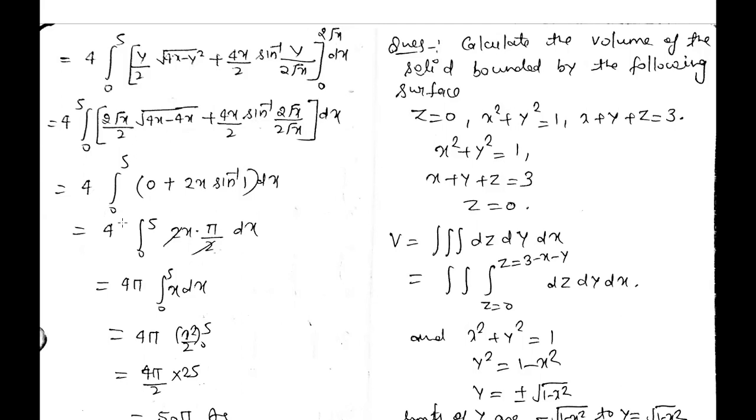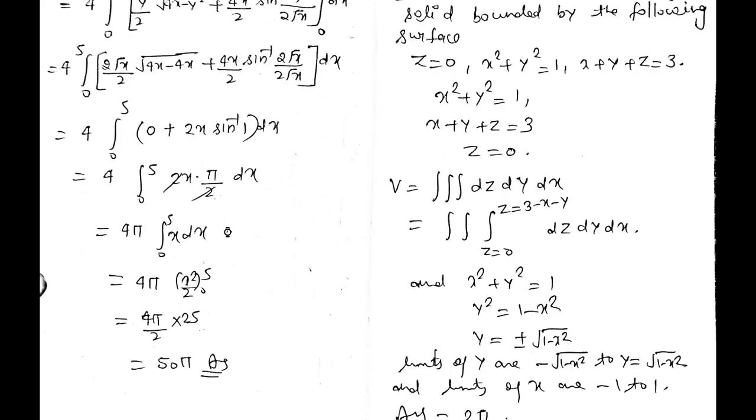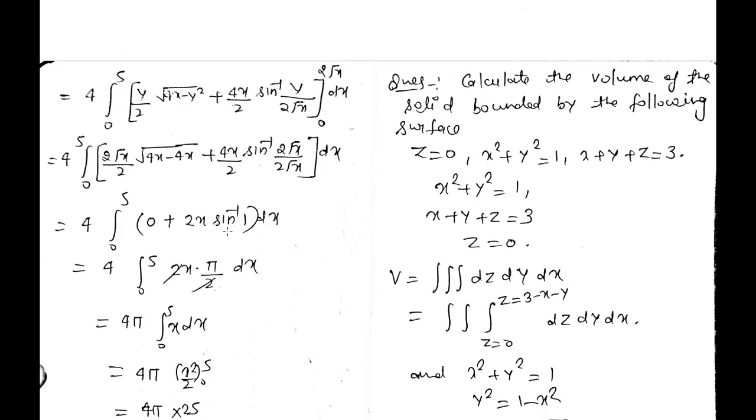So 4 times 0 to 5, this is also 0, so 0 plus 2x sin inverse 1. 2x sin inverse 1 means pi by 2 value, and 4 pi 0 to 5x dx. So your final answer is 50 pi. That means calculation may be hard, so when you apply your integration formula, just do it carefully, right?